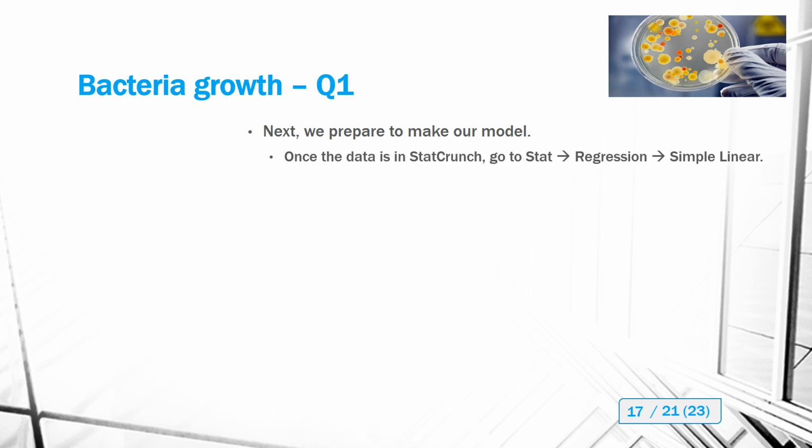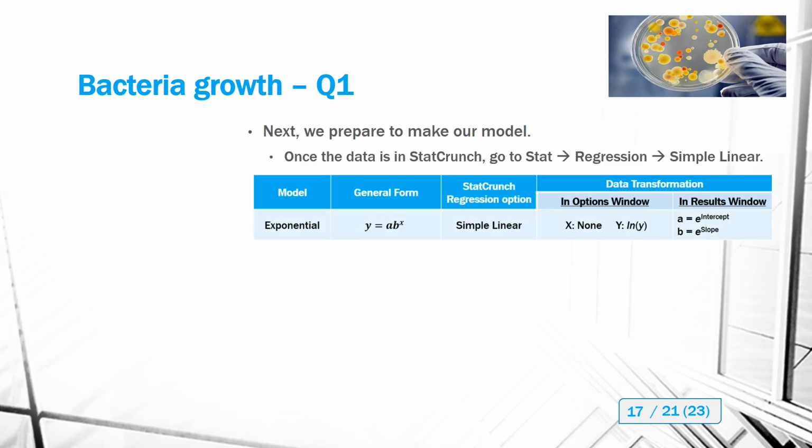Why am I going to Simple Linear? Well, because that's what my data transformation table tells me to do. Here's an excerpt from the data transformation table listing the row for exponential model making. Notice that here in the middle, the StatCrunch regression option says use Simple Linear. So that's what we're going to pick to make our model with.